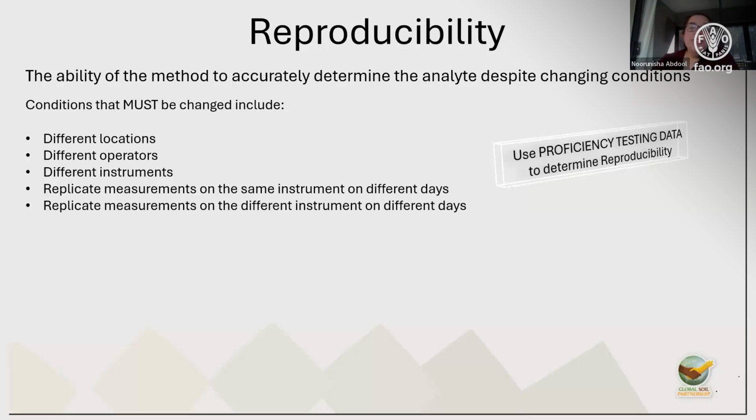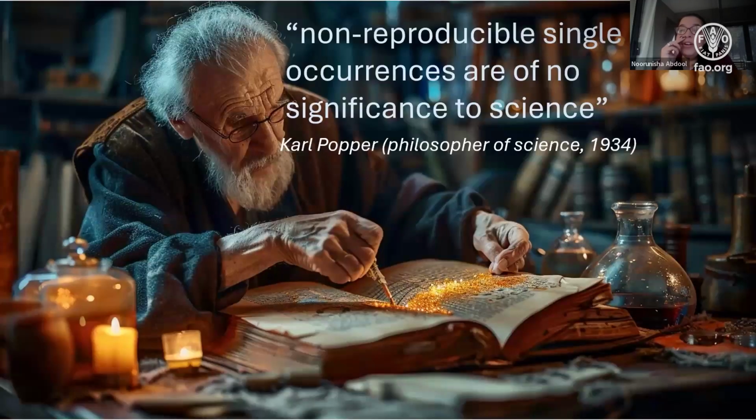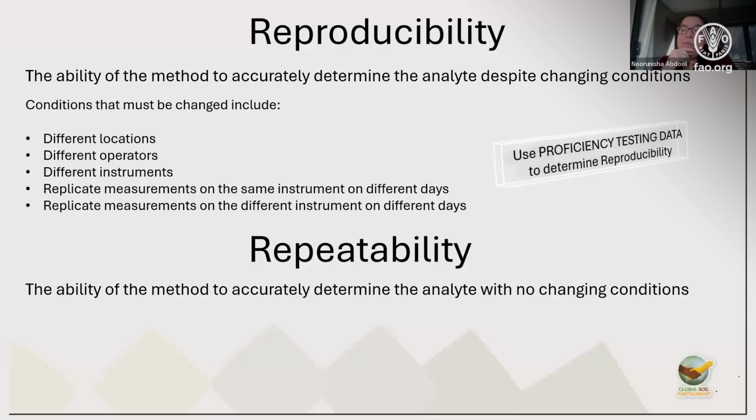Okay, with reproducibility, why do we do it? Because if I do it once, it's just a fluke. If I can do it 20 times on 20 different days, then I know I'm onto something and it is actually a true result.